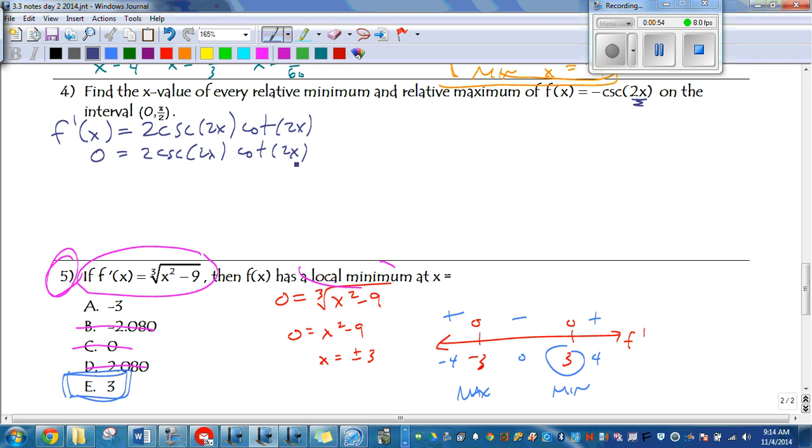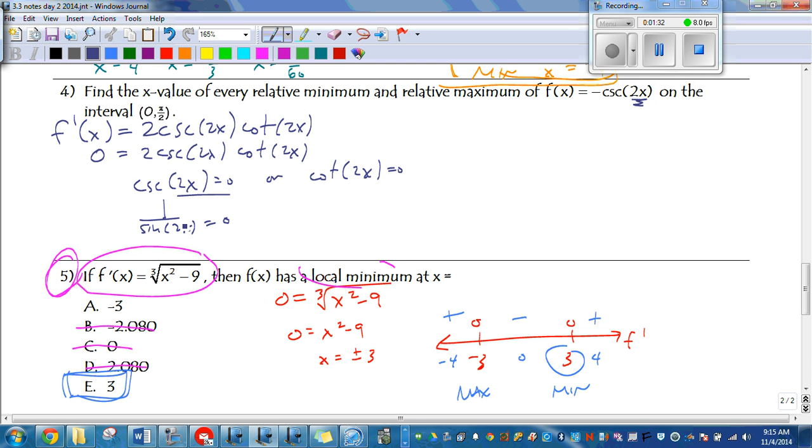So we can set each one of these factors equal to 0. Either cosecant of 2x equals 0, or cotangent of 2x equals 0. So the 2 can't equal 0, so we don't even bother with it. If you want to put it here, you could put it there. No, because when you divide by 2, what do you get? 0. Right. So for this one, cosecant of 2x equals 0, that would mean that 1 over sine of 2x would equal 0.